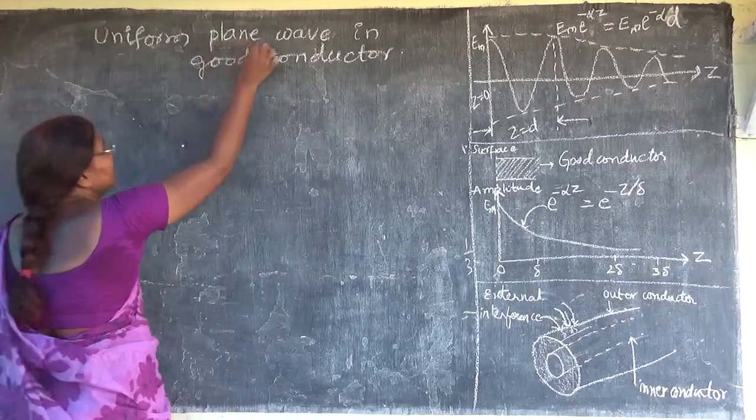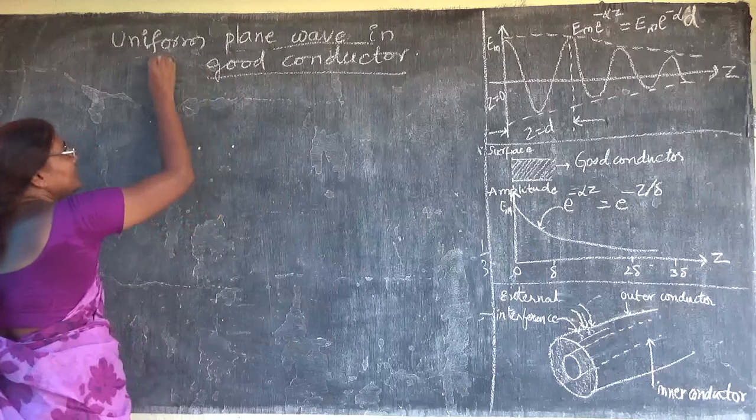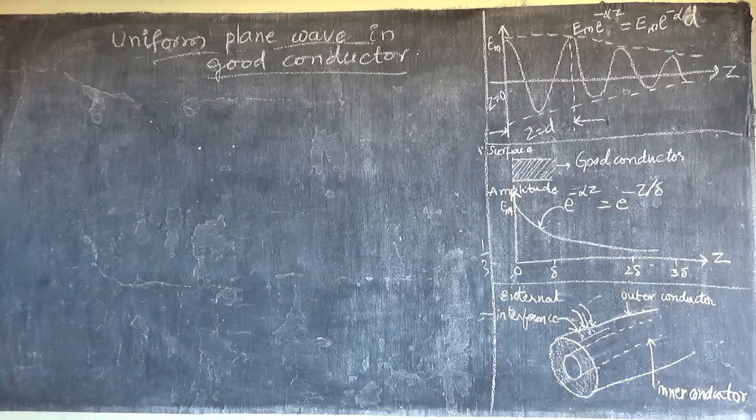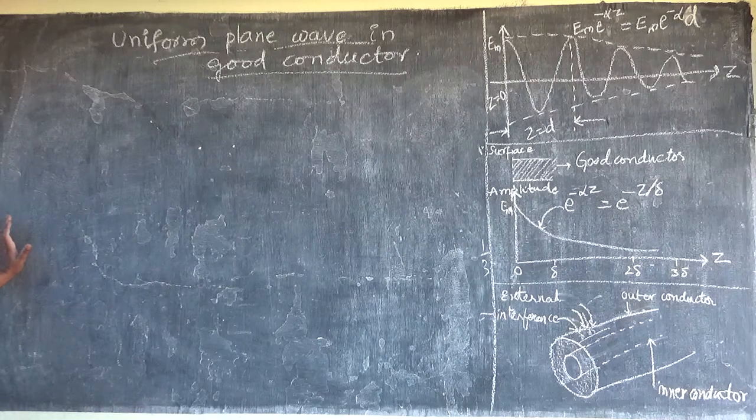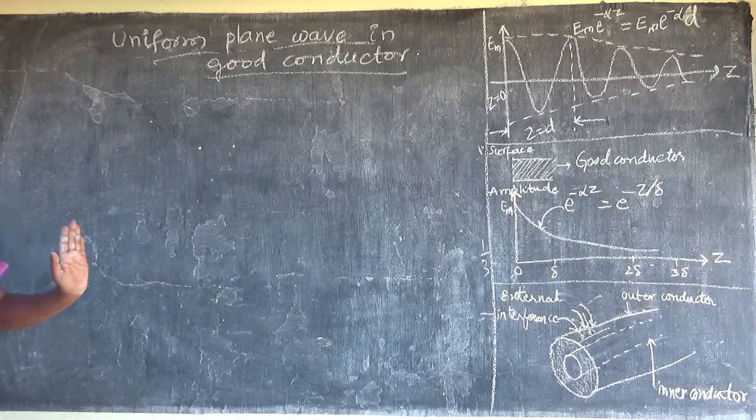So we are going to learn uniform plane wave in a good conductor. So already we have dealt with the topics uniform plane wave in a perfect dielectric, which is lossless dielectric, and also in a lossy dielectric, which is not a perfect dielectric. So in those we got some formulae, and according to the formulae we can solve the problems of these waves while they are traveling through the perfect dielectric or they are traveling through the lossy dielectric.